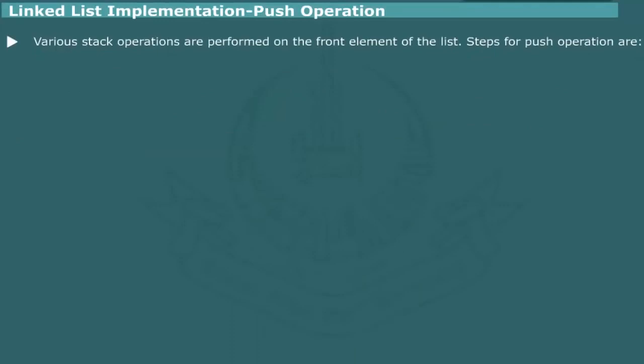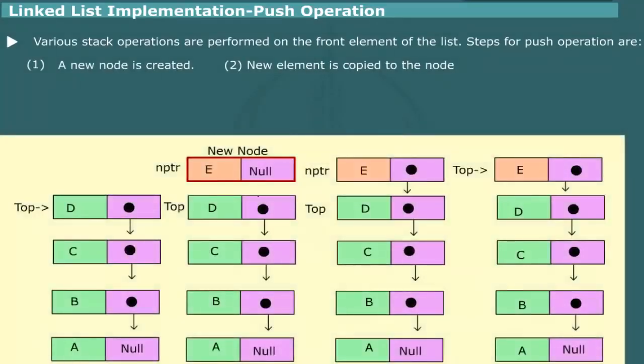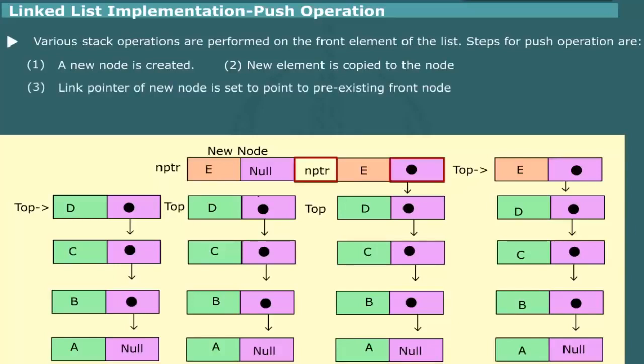Various stack operations are performed on the front element of the list. The push method simply adds a new front node. The details of procedures for adding a node to the linked list were discussed in the previous unit. Briefly, to insert an item to the front of the list, the following steps are followed. Number 1. Create a new node. Number 2. Copy the new element into the node. Number 3. Assign the pointer of the new node to point to the element next to the top.